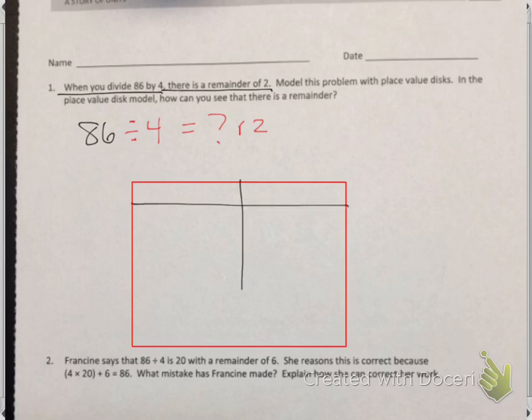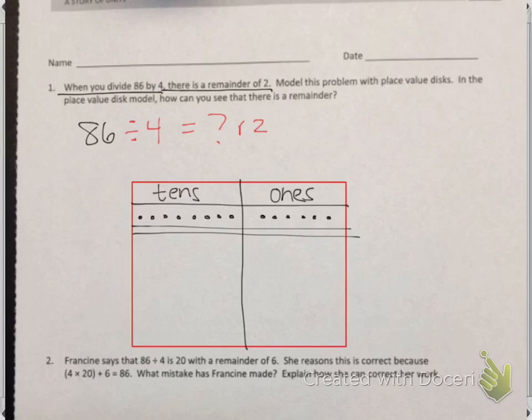All right, we need tens and ones, and we're going to have 8 dots in the tens, and we're going to have 6 dots in the ones. And remember to put double lines to represent that. And we are going to have 4 rows here to represent our divisor 4. Okay? So here we are going to be using that place value to represent this division. We're going to model it.